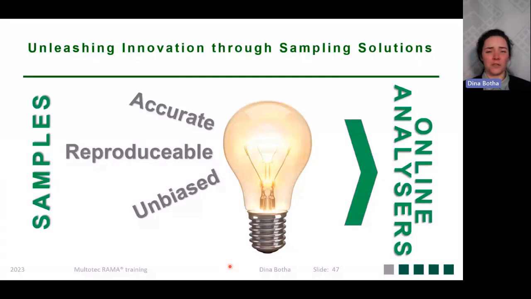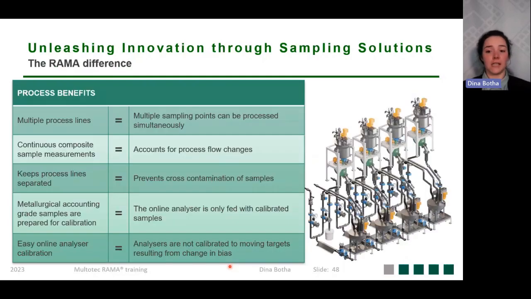Now, that was quite a lot of information, so let's just take it in for a second. You have just analyzed an accurate, reproducible, unbiased sample in real time. That is quite a feat. But you might say, okay, but we don't just analyze one line. The RAMA system is customized. We can have multiple process lines included.